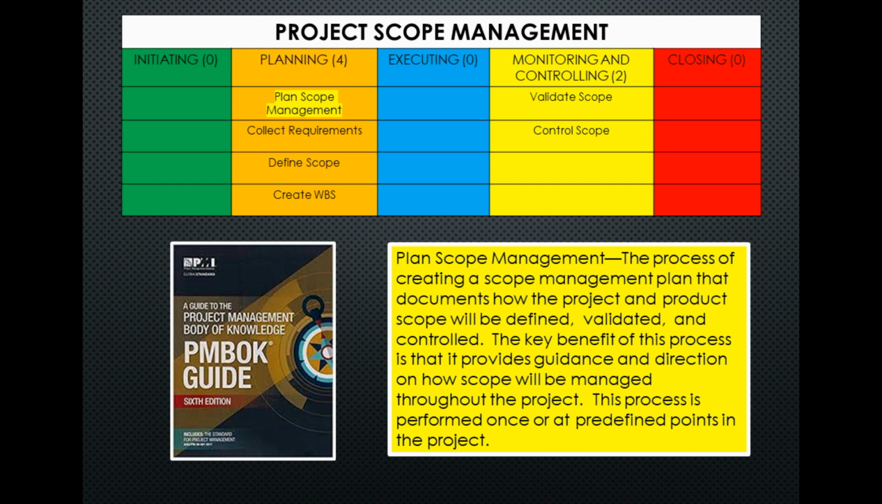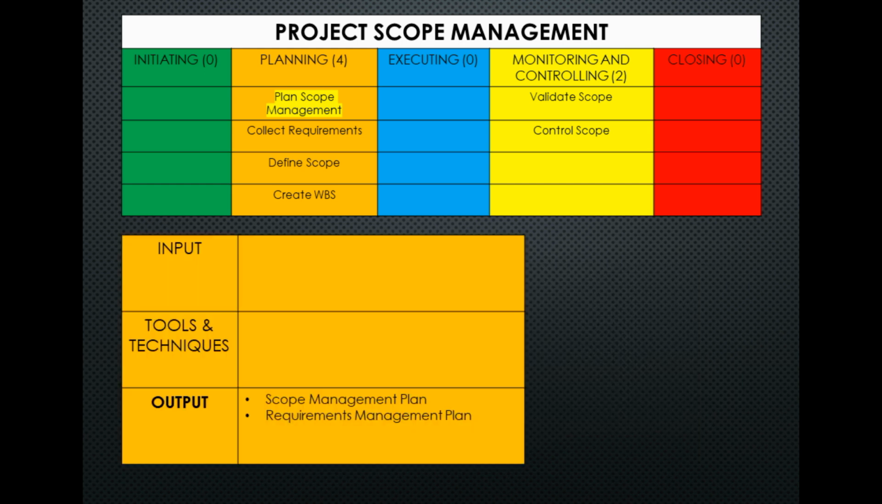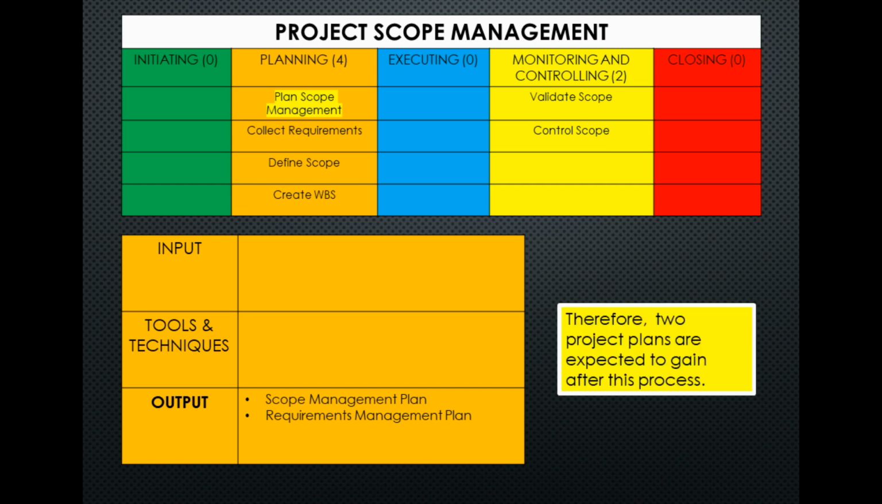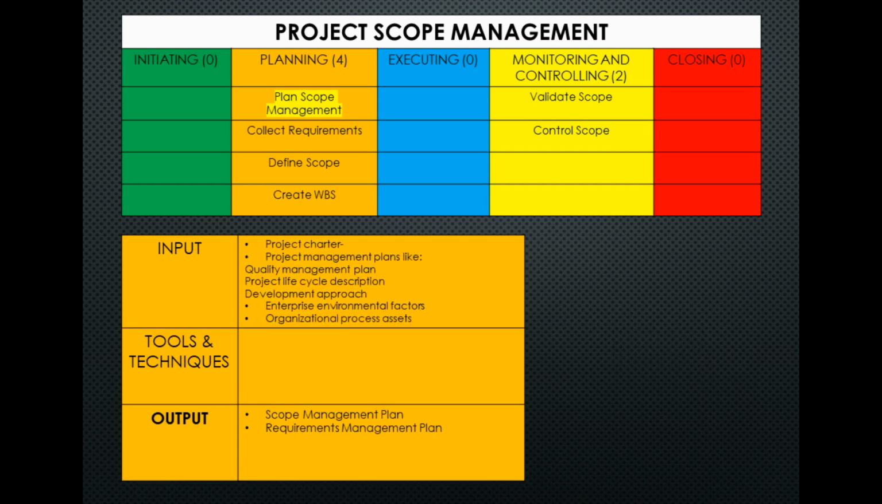Like all other processes, there are ITTOs in this process. The goal outcomes and outputs of this process are the Scope Management Plan and the Requirements Management Plan. Therefore, 2 project plans are expected after this process. What do we need to have this outcome? What are the inputs? Project Charter.